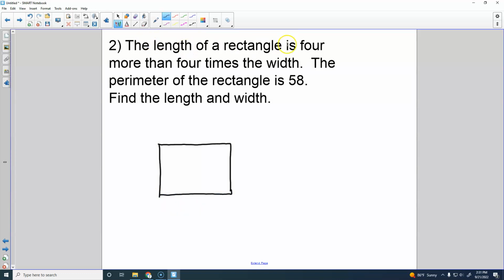It gives us a complicated formula for length, right? The length of the rectangle is 4 more than 4 times the width. Rosalind, how would I write an equation for that? Perfect. 4 plus 4W, or if you'd rather, 4W plus 4. The order doesn't matter there. So I could call this side W. The length is 4 plus 4W.